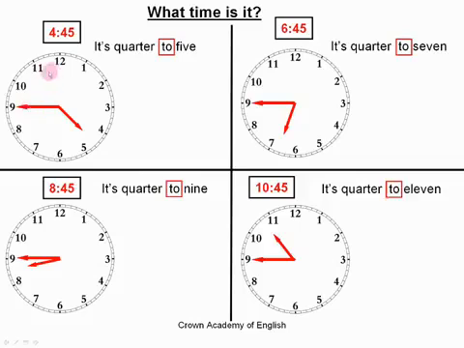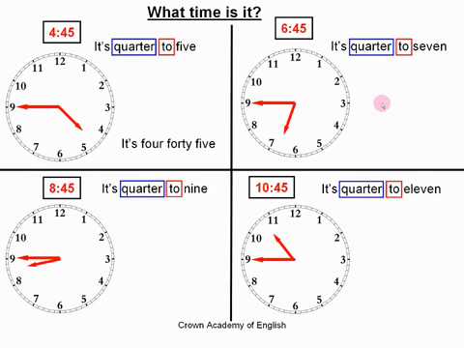15 minutes before 5 o'clock. Okay, so we always use the word to for this part of the clock. And since it is 45 minutes after the hour, or 15 minutes before the hour, then we say quarter. And we can also say it's 4:45.